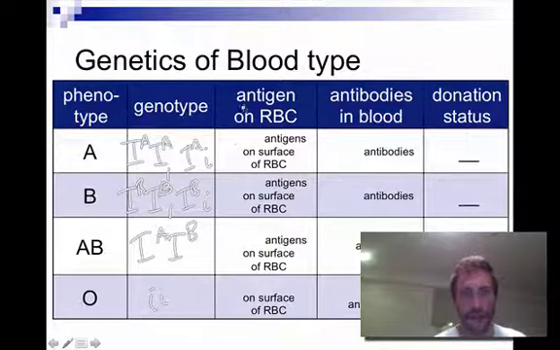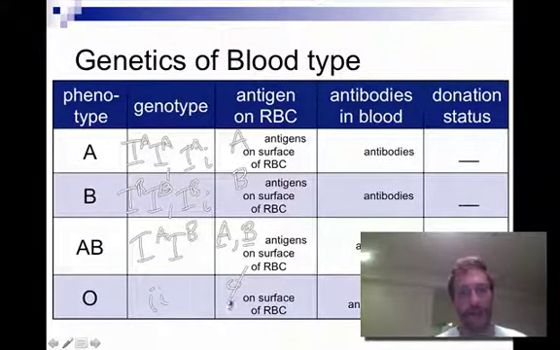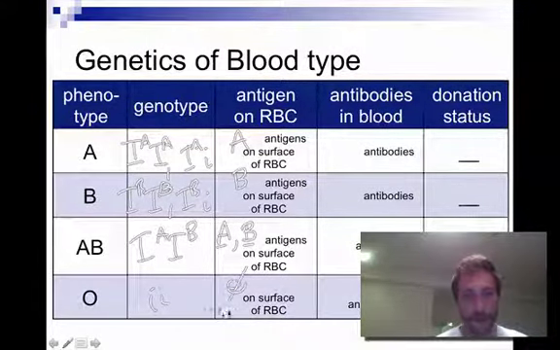And the antigen is the molecule that's on the surface. So if you are type A blood, then you have the A type molecules on the surface. If you're type B, you've got the B type. If you are AB, then you have both A and B. That's the codominance part, right? Separately expressed. If you're type O, you have nothing on the surface. You've got a nude little blood cell.